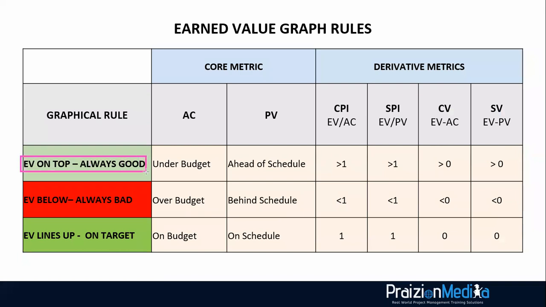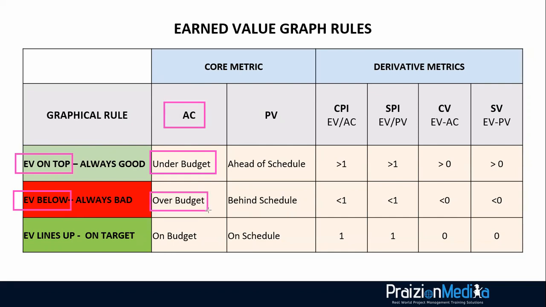Earned value on top, always good. That means you're under budget. Now, if earned value is on top of planned value, it means something different from actual cost. So you see, the advantage of this hack is you can see if EV is on top of AC, and this is the result, you're under budget. If EV is below AC, you're over budget. If EV lines up with AC, you're on budget.